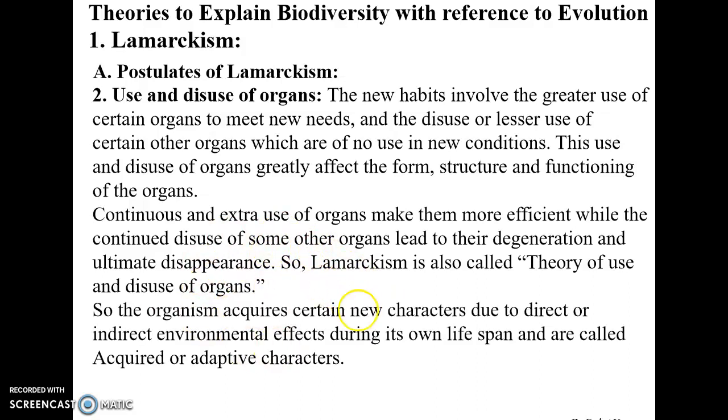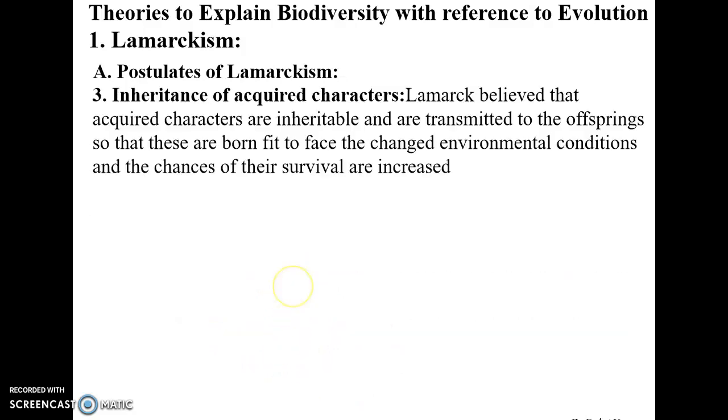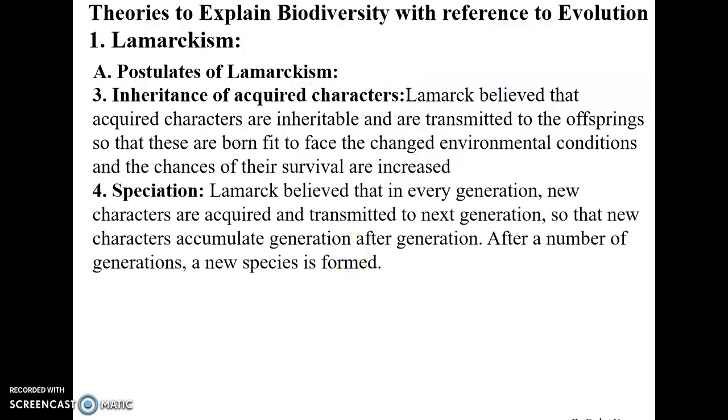So organisms acquire certain new characteristics due to direct or indirect environmental effects, or due to use or disuse of those organs. The third important postulate is the inheritance of those acquired characteristics. Lamarck also believed that these acquired characteristics are inheritable and transmitted to the offspring, which can best fit the changing environmental conditions. So if these characteristics are inherited, then generation after generation there is formation of a new species which is more acclimatized to the new conditions.